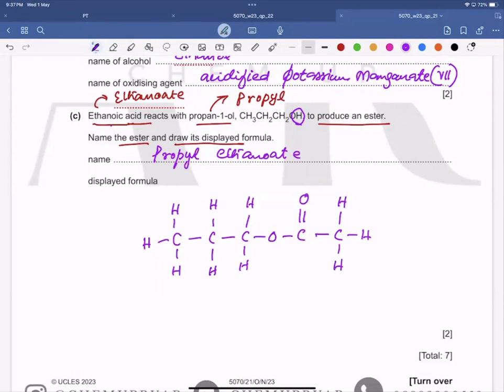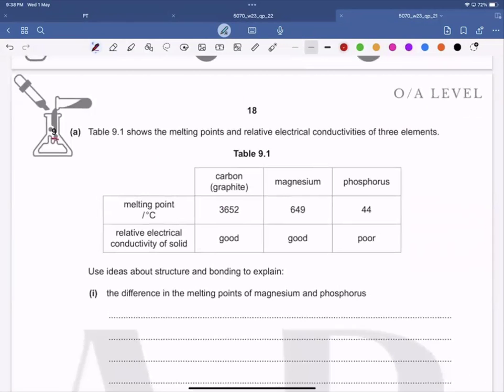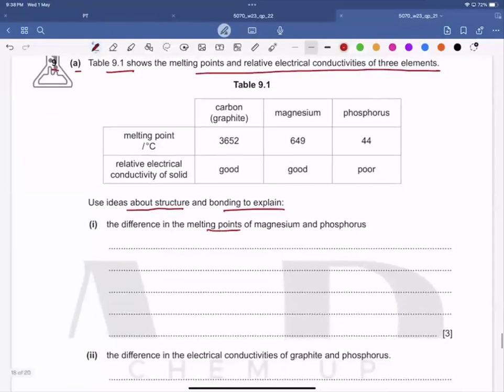Okay. Now, question number 9. Table 9.1 shows the melting point and the relative electrical conductivities of three elements. Use the idea about structure and bonding to explain the difference in the melting point of magnesium and phosphorus. So we can say that magnesium has a relatively very high melting point compared to phosphorus.